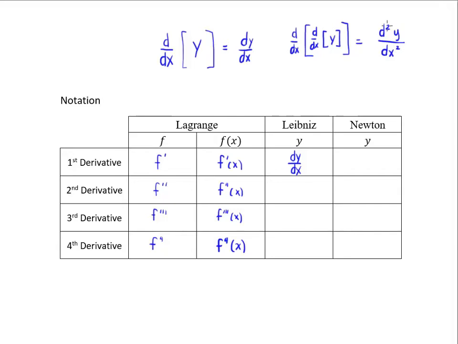This one is up here in between the d and the y, and this one's after the dx. It always kind of weirded me out a little bit until I looked at it like this. And so the second derivative of y using the Leibniz notation is going to look like that. And similarly, if I did this again, let's do it a different color right here.